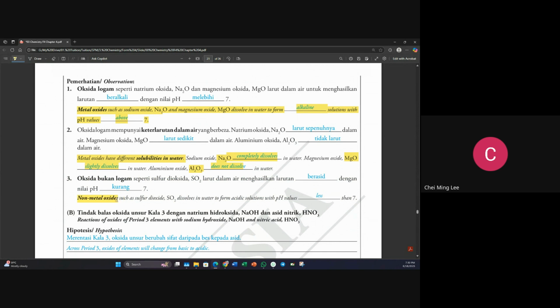And non-metal oxide like sulfur dioxide dissolve in water to form acidic solution, so the pH value is less than 7. Okay, so metal oxide we normally also call base metal oxide, where they will dissolve and form alkaline, while normally the non-metal, when it dissolves in water, will form acidic solution. Okay, you understand? All right, jot this down.